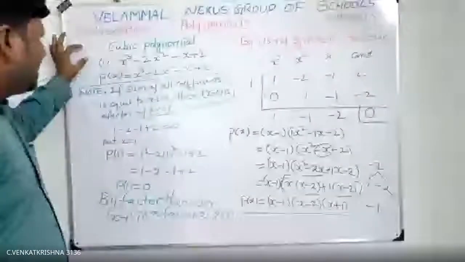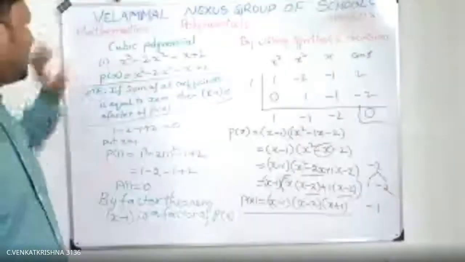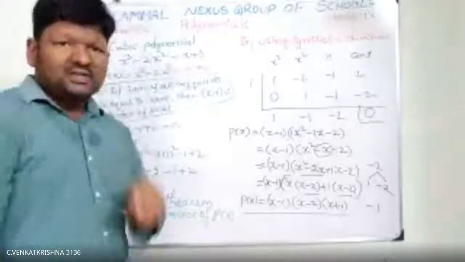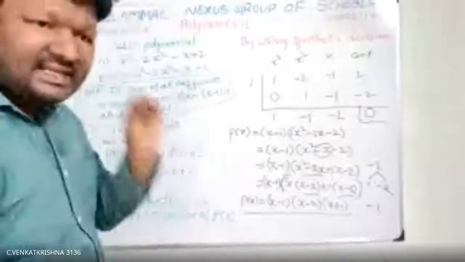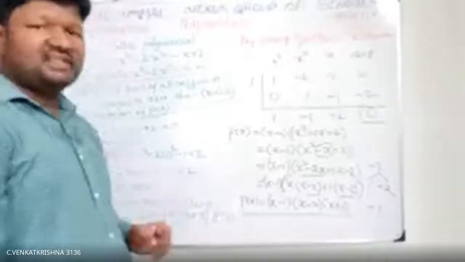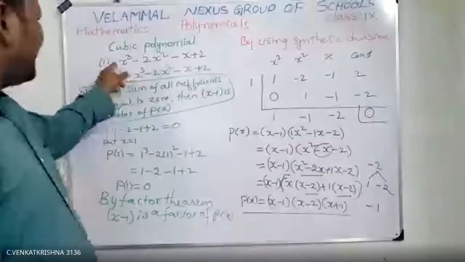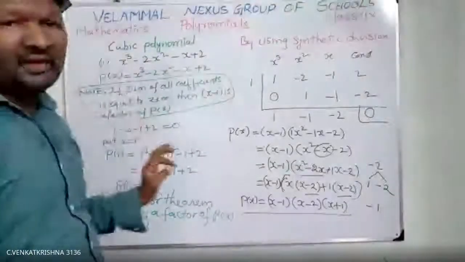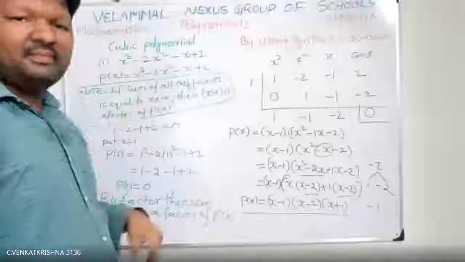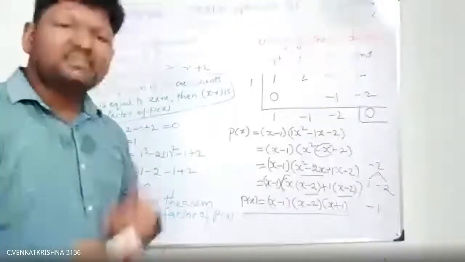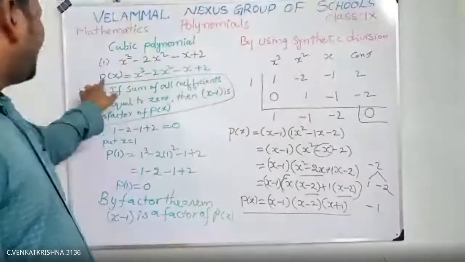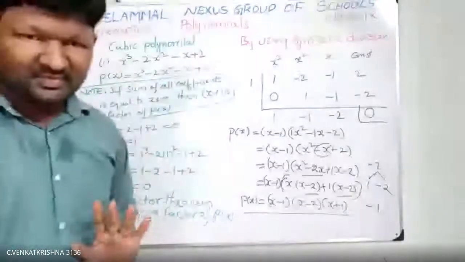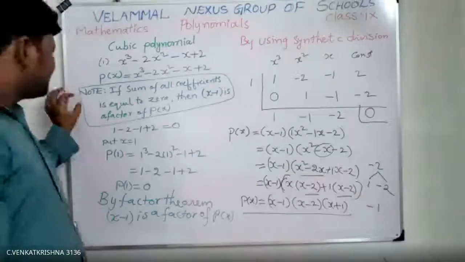How to factorize a cubic polynomial? I will take one question: x cube minus 2x square minus x plus 2. The first step is, let us consider the given polynomial as p of x, because the variable is x. In case it is y, just take p of y. If they give t, then p of t. Z means p of z. So I wrote p of x is equal to x cube minus 2x square minus x plus 2.